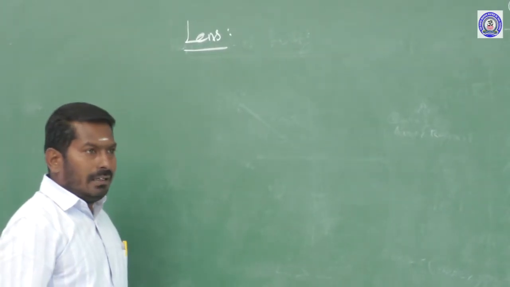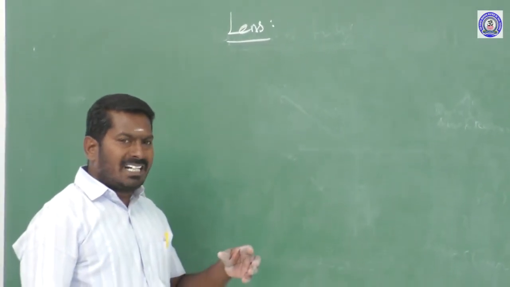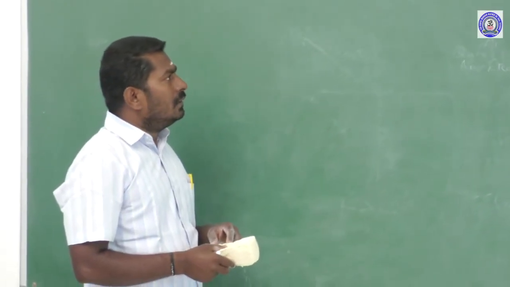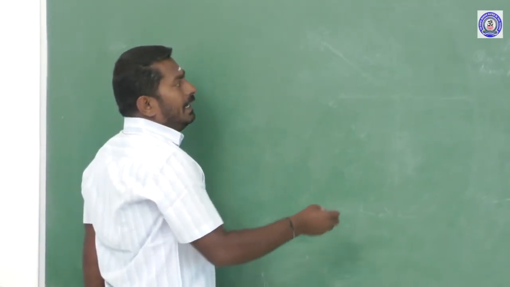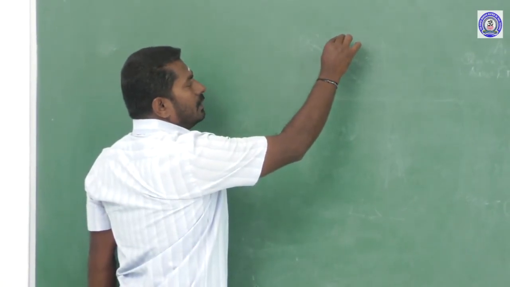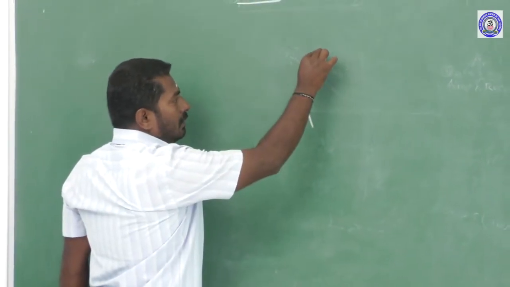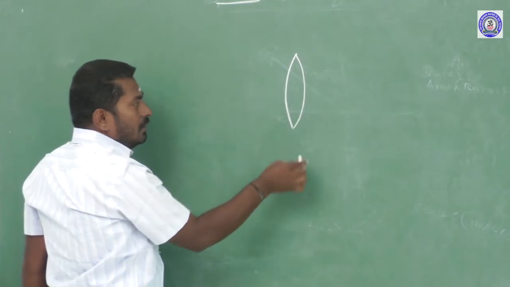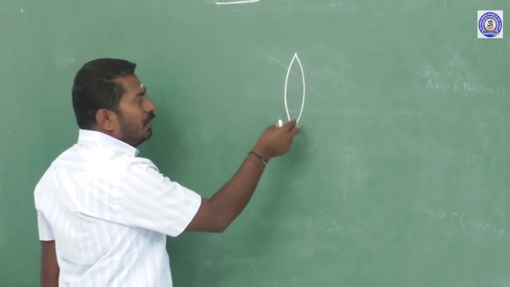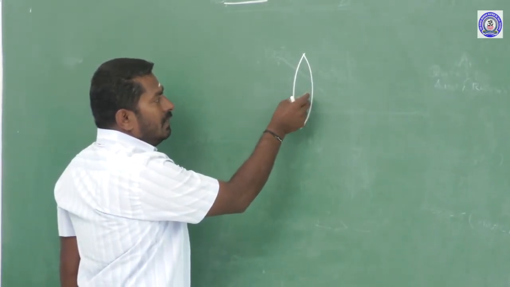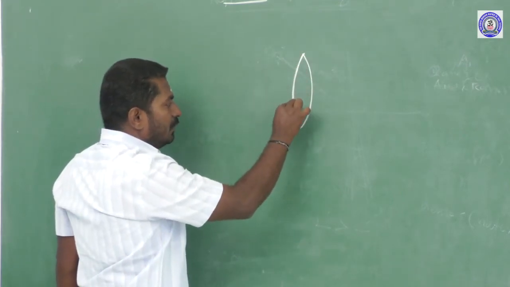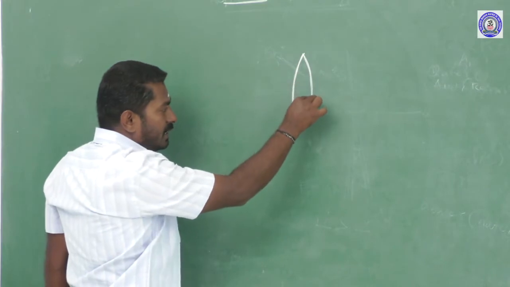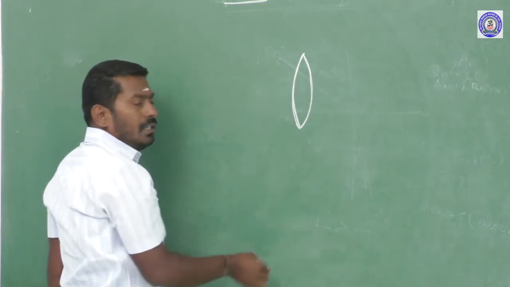Lens. A lens is a transparent material which is bounded by two spherical refracting surfaces. So it is a lens which is made up of transparent material bounded by two spherical surfaces. This is one spherical surface, this is another spherical surface. It is called a lens.